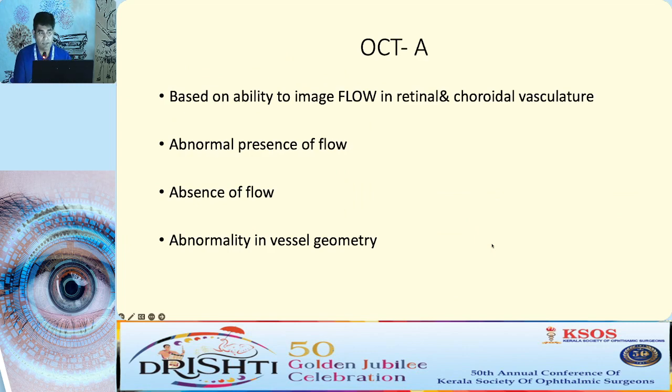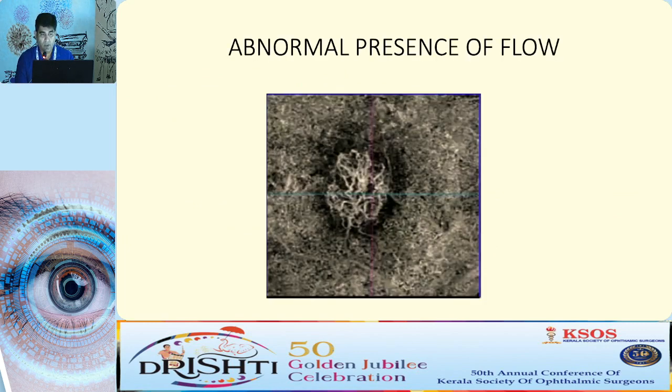So OCTA is based on the ability to image flow in retinal and choroidal vasculature. We have three patterns of abnormalities. One is the abnormal presence of flow, and this is basically neovascularization, which can be either in the retina or in the choroid. And this is actually choroidal neovascularization, which will be dealt with in the later talks.